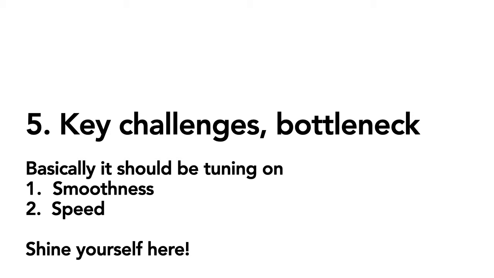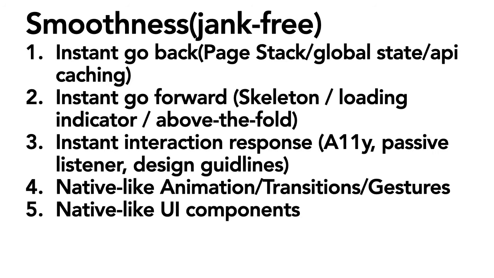For front end, it's basically two things. One, make the web app as smooth as possible, which means make it as native-like as possible. And the next one, improve the performance, make it as fast as possible. For smoothness, we try to implement it as close to native apps as possible, which means instant go back. This could be done with dump page stack, global state, API caching. For go forward, we could use skeleton load indicator and above the fold splitting. And then instant direction response, well, that's more related to the design guidelines, accessibilities, and passive listener or something.